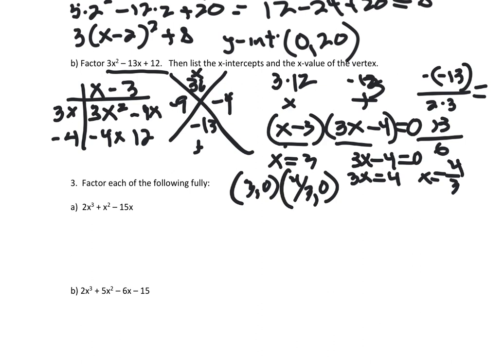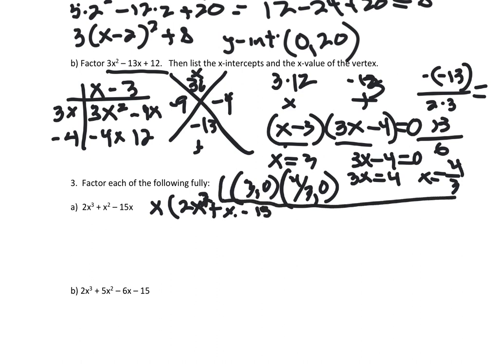Okay, factor each of the following fully. Well, for this first one here, again, we look, are there any common factors? The answer is yes. So we factor the x out, leaving us with 2x squared plus x minus 15.